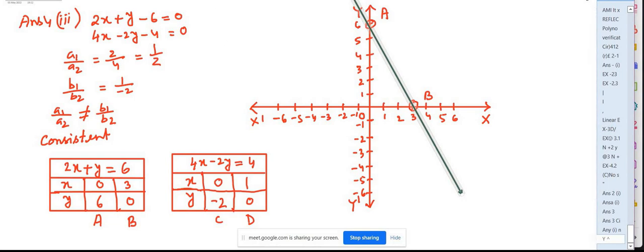Okay, now the second point, 0, minus 2. 0, minus 2 here. This is C. And 1, 0 will be here. So this is D. Now join these 2 points.